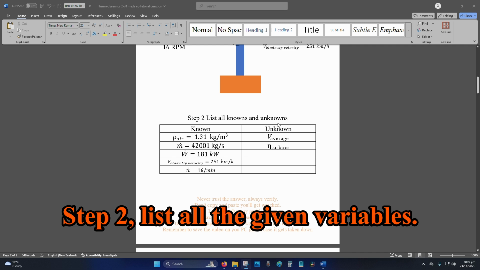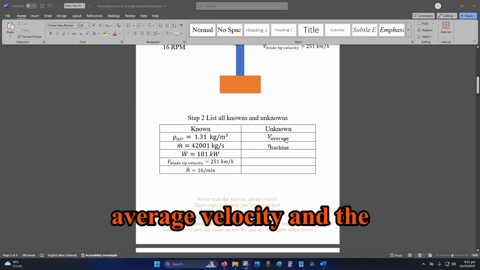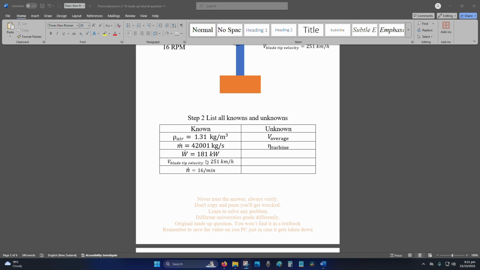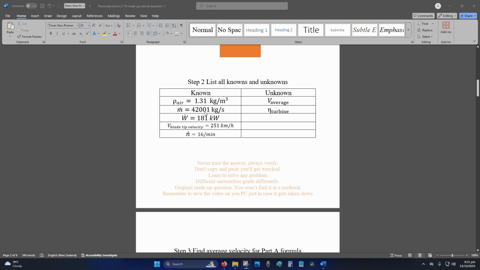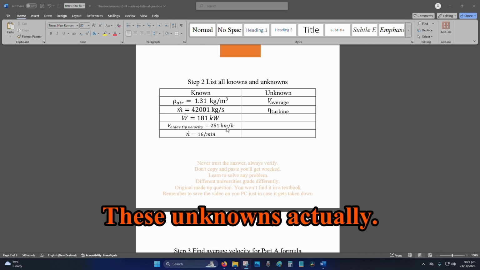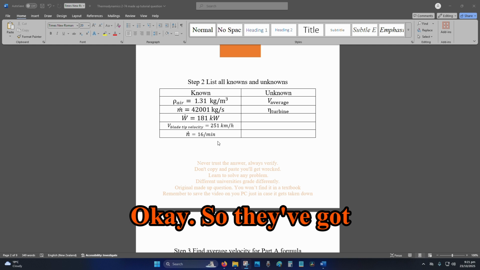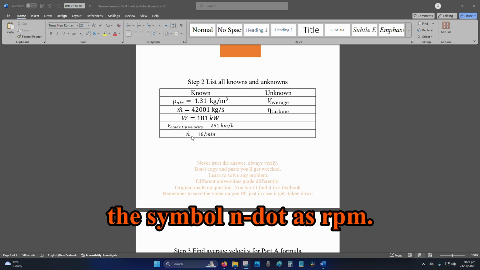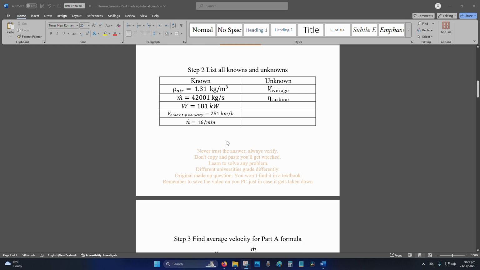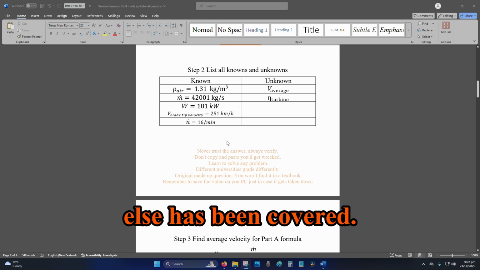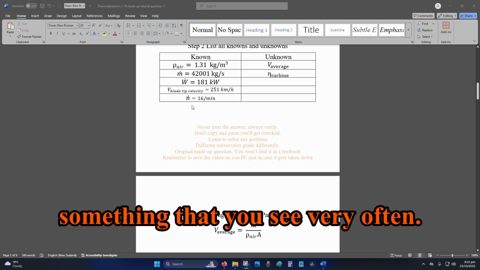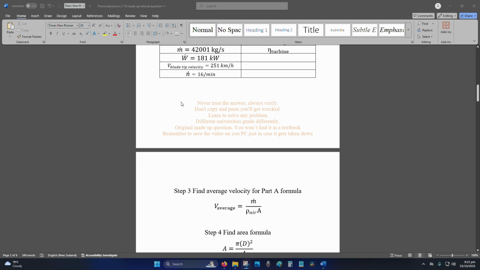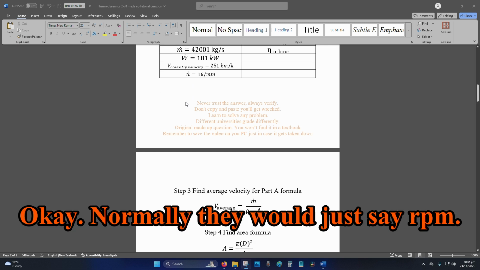Step 2, list all the given variables, find the unknown. So we want to find the average velocity and the efficiency of the turbine. We talked about what all of these knowns are. They've got the symbol N dot as RPM. Everything else has been covered. I mentioned N dot because it's not something that you see very often. Normally they would just say RPM.